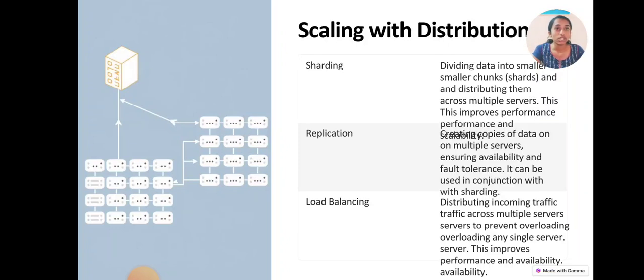Scaling with distribution. First, sharding, dividing data into smaller chunks, that is shards, and distributing them across multiple servers. This improves performance and scalability. Replication. Creating copies of data on multiple servers, ensuring availability and fault tolerance. It can be used in conjunction with sharding. Load balancing, distributing incoming traffic across multiple servers to prevent overloading any single server. This improves performance and availability.